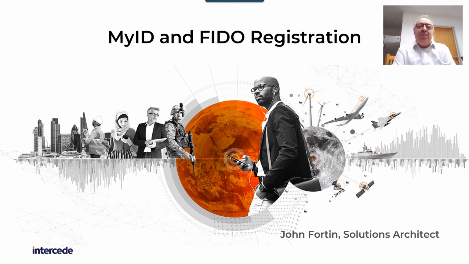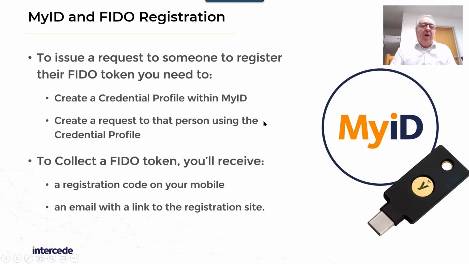Today we're going to go through how MyID does FIDO registration, so your FIDO tokens are registered to a given user. Before we can do that, we need to look at a few basic ideas in MyID. One is what we call a credential profile, which is the thing that brings together all the rules that you want to apply for creating this credential, in this case a FIDO key. Once we've done that, we'll have a look at how that's done, and then we'll create a request.